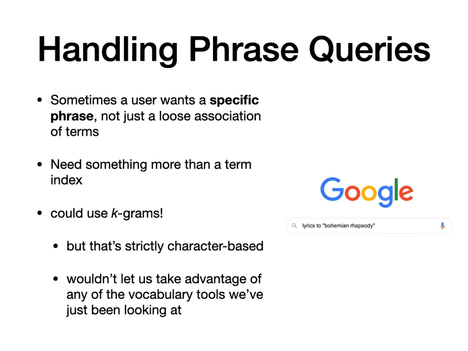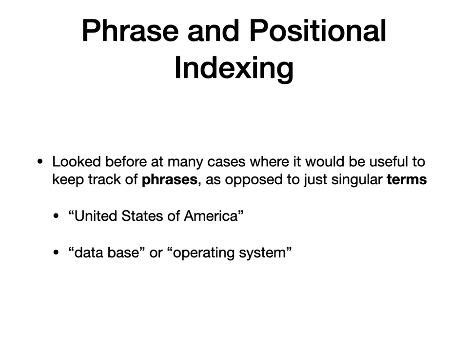So the idea is we want words that are near each other, but we want to do some of the nice things we've been able to do with creating equivalence classes. We want to still treat them as terms, not just break them into exact k-gram search. So, two different solutions: phrase indexing and positional indexing.